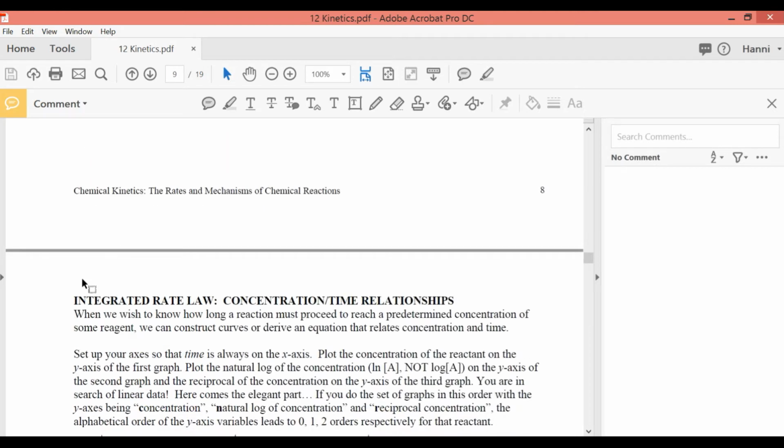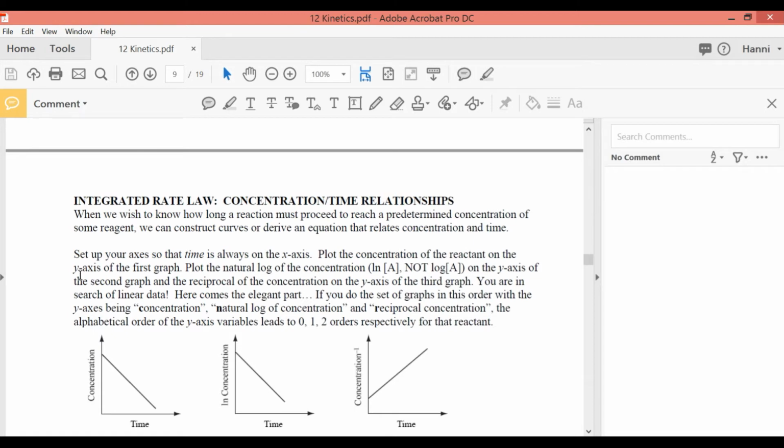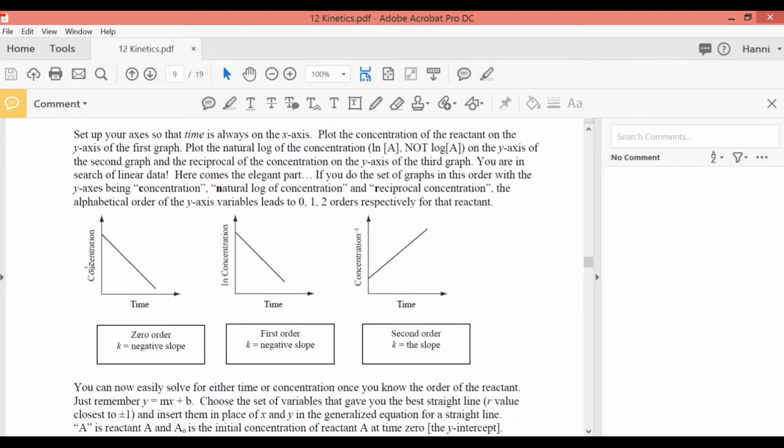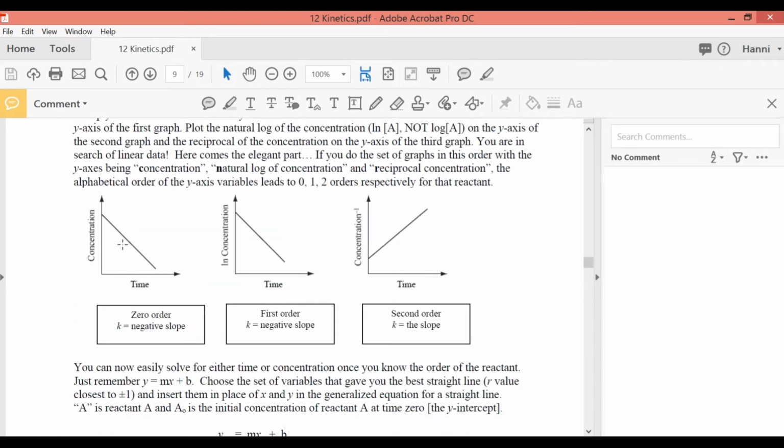So it sounds complicated, but I promise this is almost easier than the differential rate law because you just have to graph it. And if the graph gives you a straight line immediately based on just the data you have, you're a zero order reactant. If you have to take the natural log of that data and then you graph it and it gives you a straight line, you are a first order. But if you take the reciprocal of that data and it gives you a straight line, then you're a second order. So you have to graph each of them. Whichever one gives you a straight line, that's the order that you are.